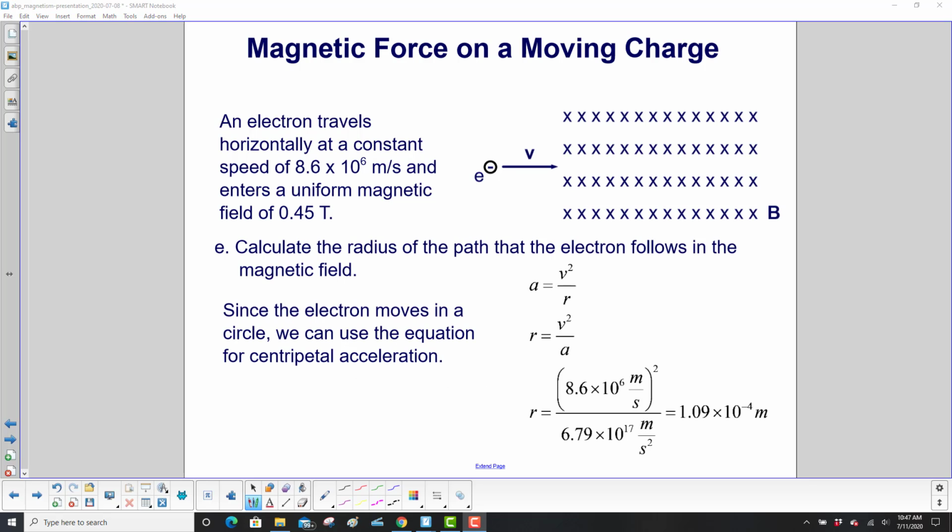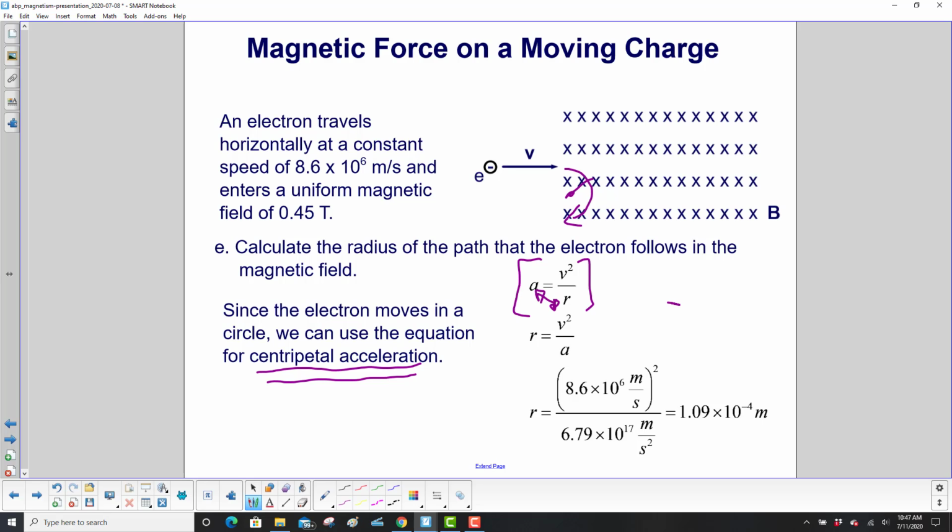Calculate the radius of the path that the electron follows in the magnetic field. Now remember, we said it moves in a circular path when it's inside the magnetic field, and it's a circle, it'll have a radius. Since it moves in a circle, we use the equation for centripetal acceleration. We do not have linear acceleration. So a is equal to v squared over r, and we're solving for r, so r is equal to v squared over a. Basically, you just switch those. That's not the precise mathematical way of saying it, but it works.